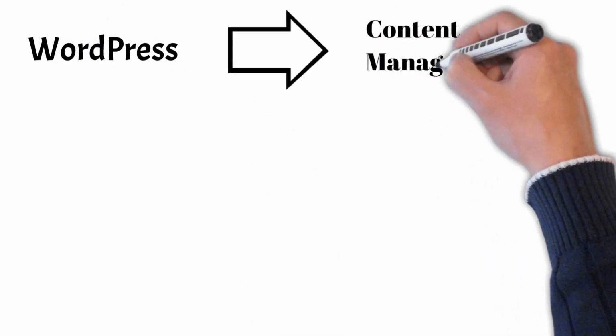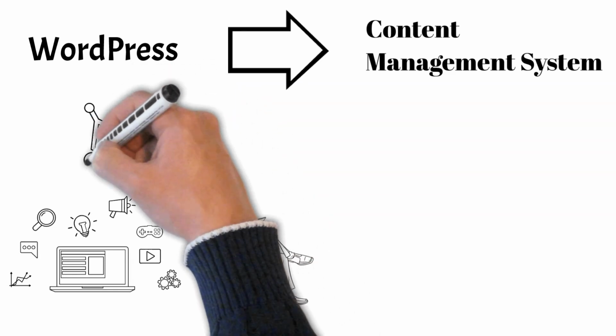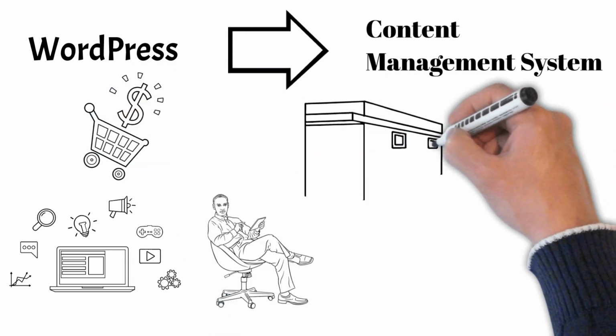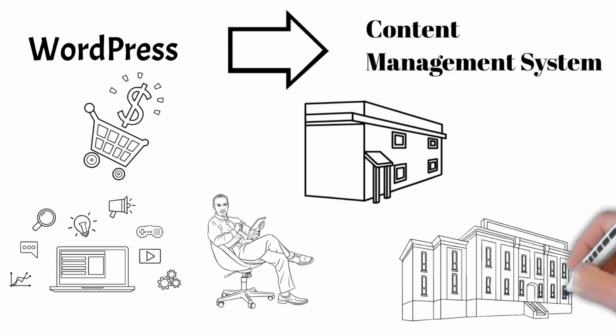WordPress is one of the best content management systems. It can be used to build websites, blogs, online shops, and much more. It is especially interesting for smaller companies. But also larger companies are starting to use it.